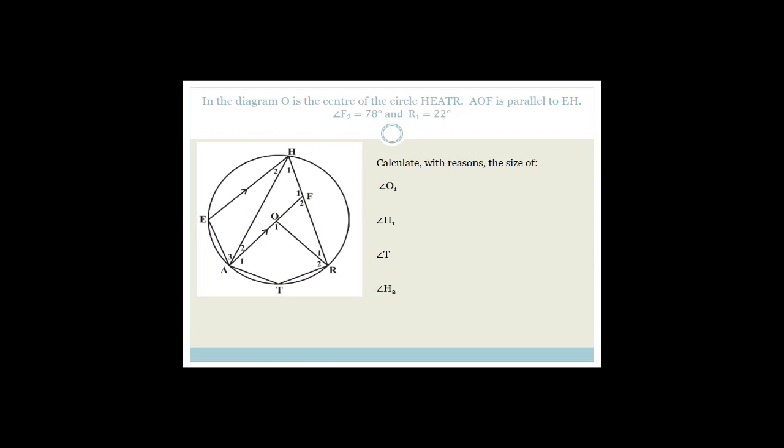Let's have a look at another one. Now it says, in the diagram, O is the center of the circle. AOF is parallel to EH. Okay, so I'm actually going to use the highlighter just for fun. It says AOF is parallel to EH. Okay, they're parallel.